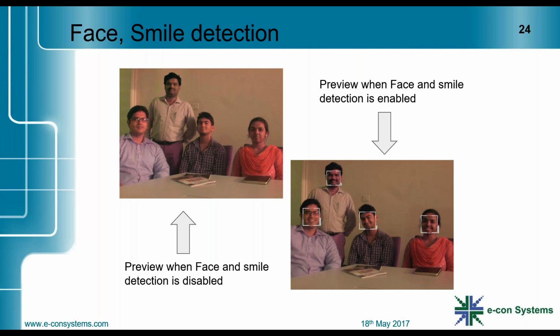So this image should show you the difference in output of the camera when face detection and smile detection are enabled or disabled. When these features are enabled, the detected faces are overlaid with square boxes, and the level of smile detected on the faces is shown as a small progress bar right next to the box, as you can see in the image on the right.